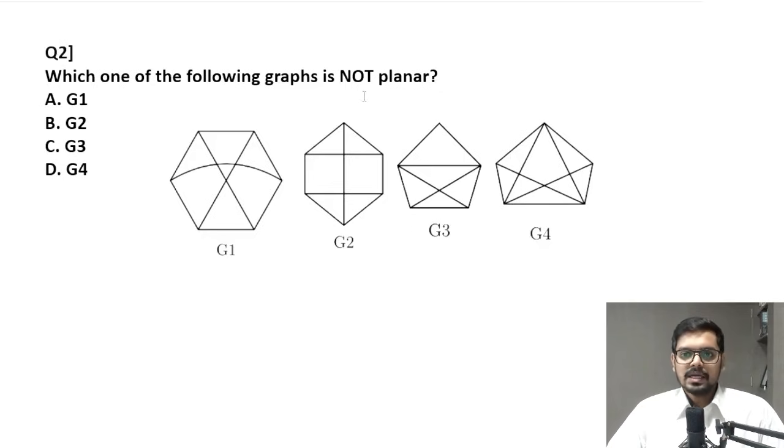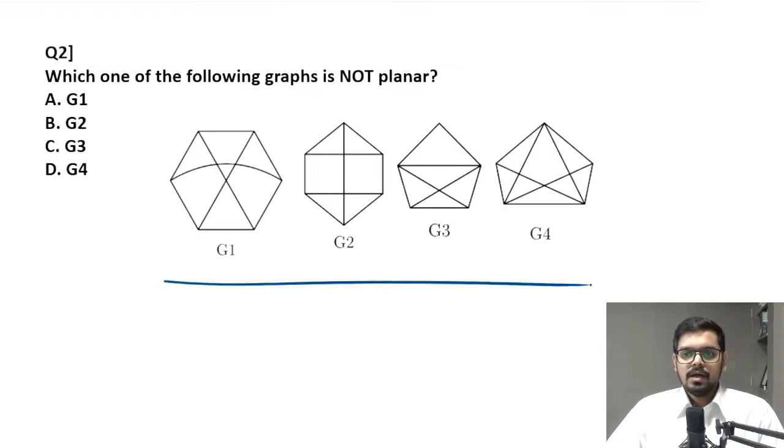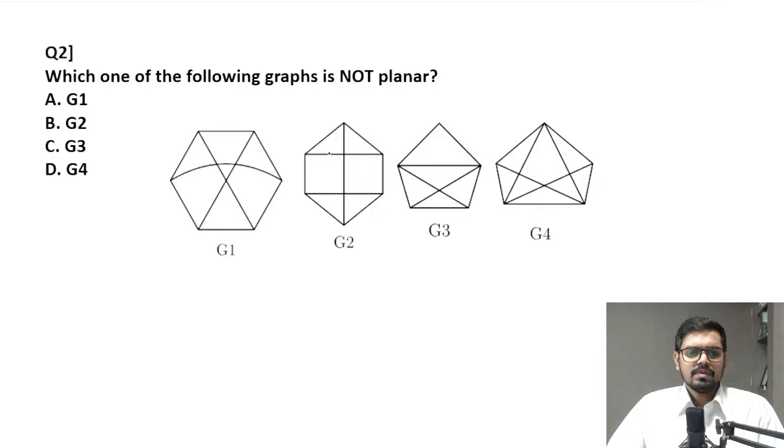Which one of the following graphs is not planar? We have 4 graphs. One of them is correct. Pause the video, try, then look at my solution. Tried. Okay, now it's my turn to solve the question. First of all, among these graphs, which one is easy to handle? Even if you go step by step, even if you start with graph one.